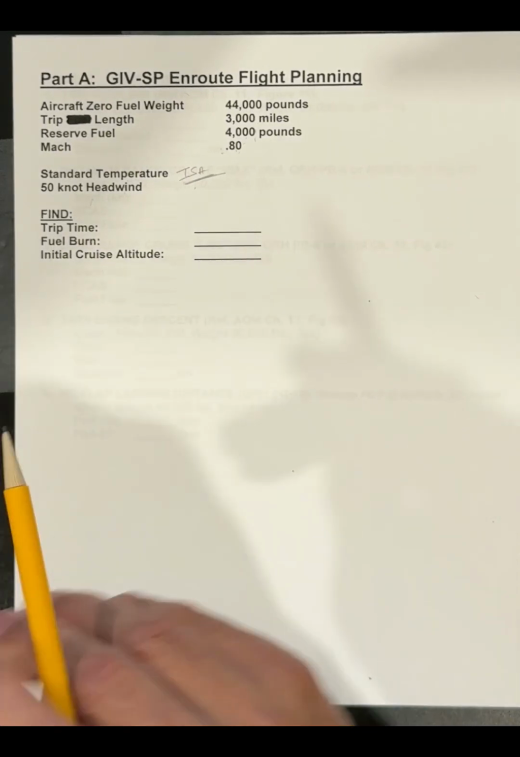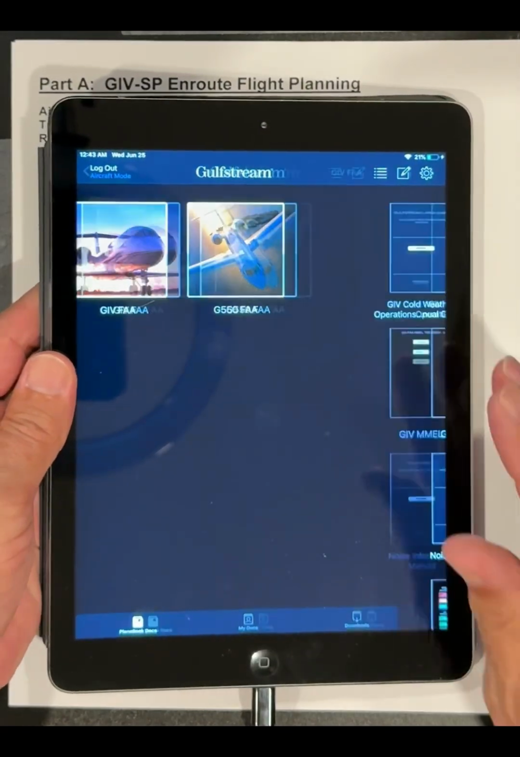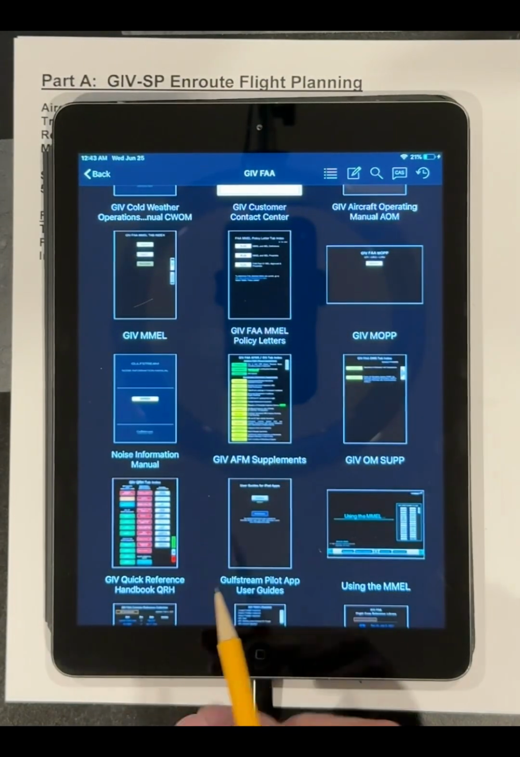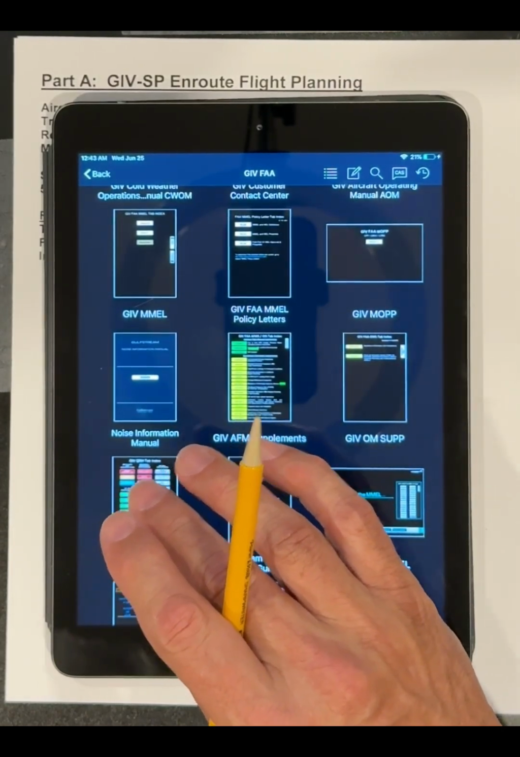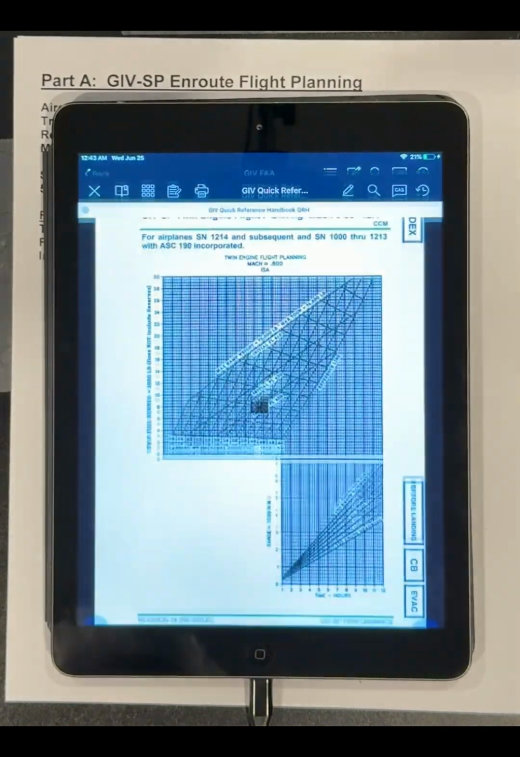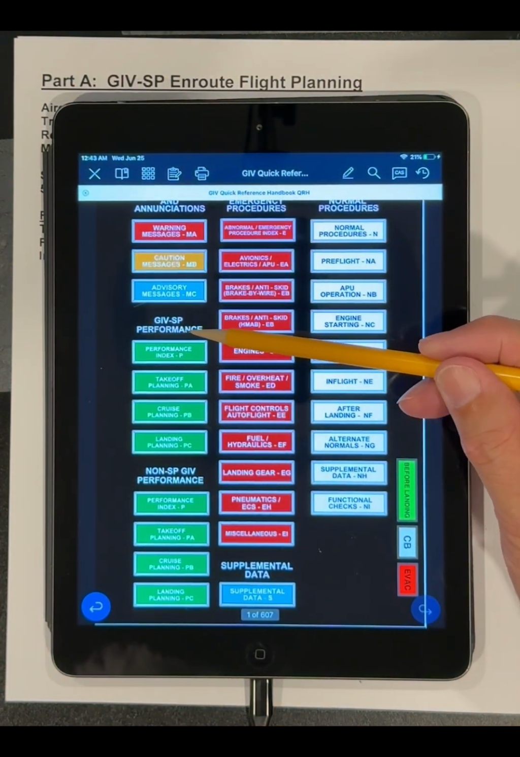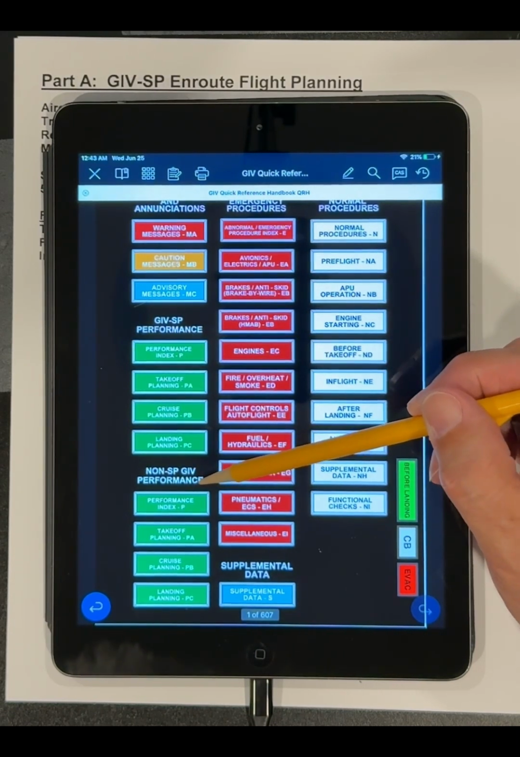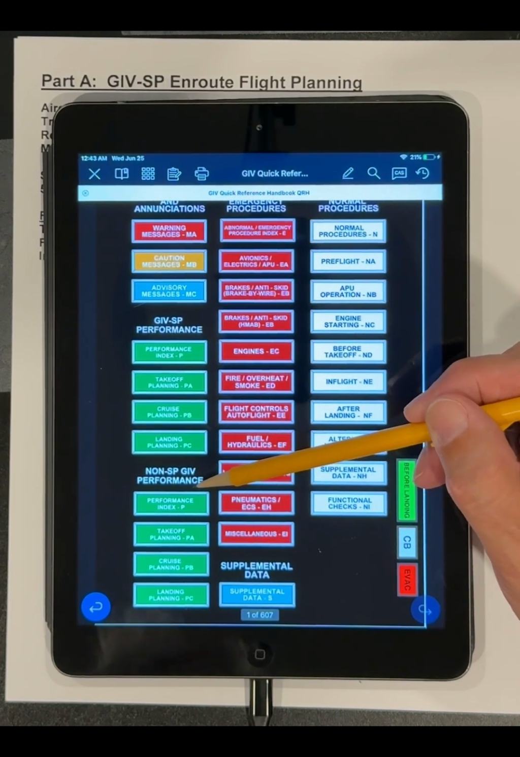All right, so how do we do all this? You're going to take out your iPad. Let's bring the iPad over here. And you're going to go to the QRH. So we got a lot of information in PlaneBook. Open up PlaneBook. Open up the QRH. And inside the QRH, you're going to see G4 SP performance and non-SP G4 performance.